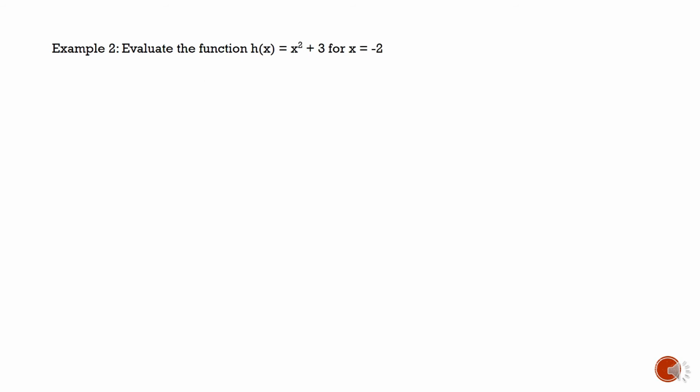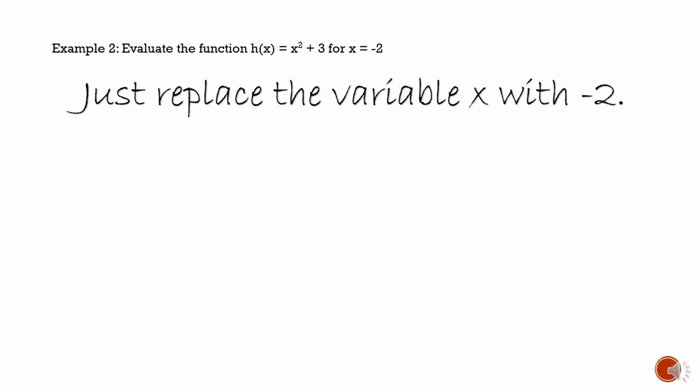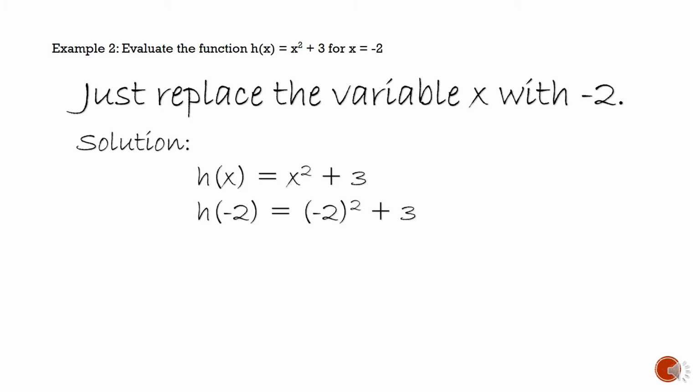Now, let us try another example. Let us evaluate the function h of x equals x squared plus 3 for x equals negative 2. Negative 2 here is the input of the function h of x equals x squared plus 3. That will give you h of negative 2 equals, in enclosed parentheses, negative 2 squared plus 3.